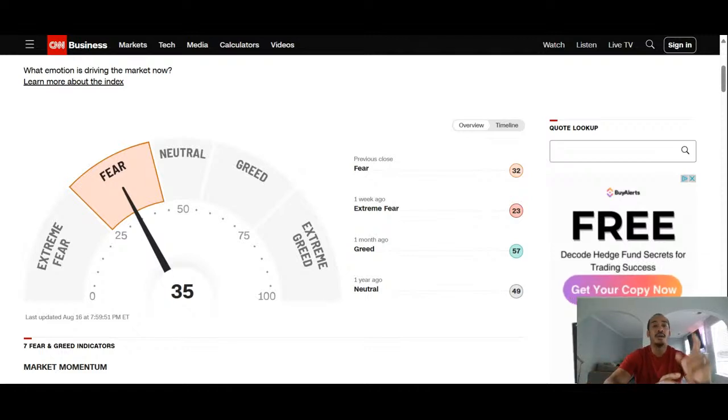So far, we feel like the market is going to go up based on the fear and greed index. I know a week ago it was extremely fearful. So this past week we've been going up, but let's look at some other stuff. So far the fear and greed index is telling us we may be going up.